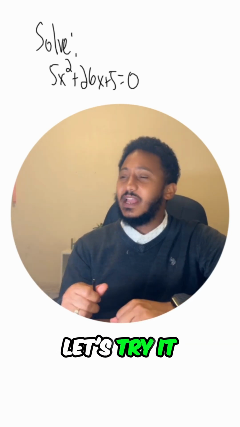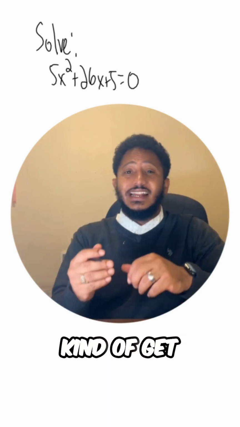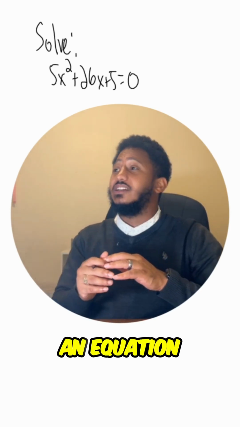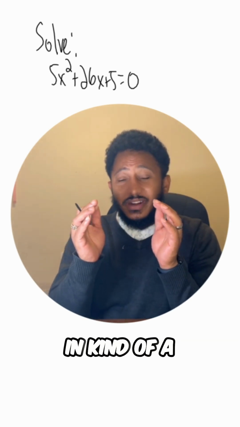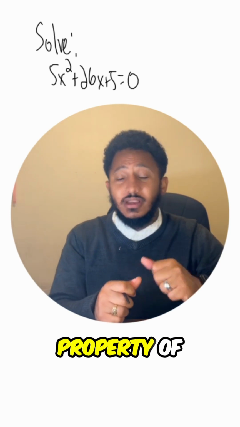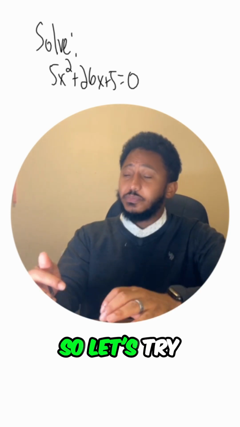So let's try it. Now, when completing the square, our goal is to kind of get the x stuff together. And then if I'm using that to solve an equation, the reason I'm getting the x stuff together in kind of a bubble squared is so I can use the square root property of equality. Okay, so let's try doing that.